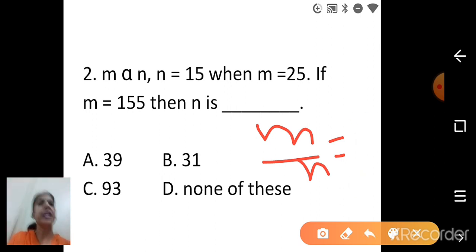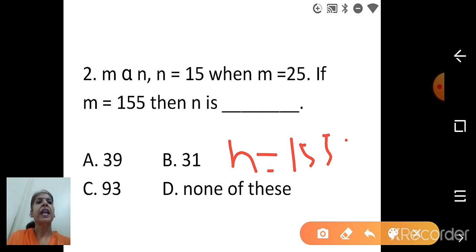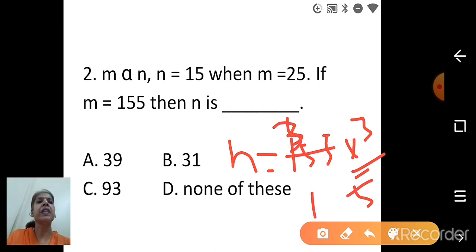Once you get 5 upon 3 as K, we know the equation of variation is M is equal to K into N. M is 155, which we have got, K is 5 upon 3, and into N. Then we have to find N. For finding N, N is equal to 155 times the reciprocal of 5 upon 3, which becomes 3 upon 5. 5 ones are 5, 5 threes are 15.